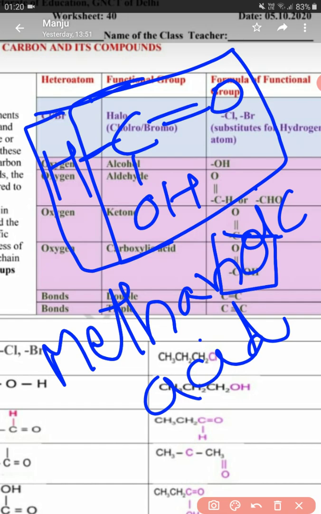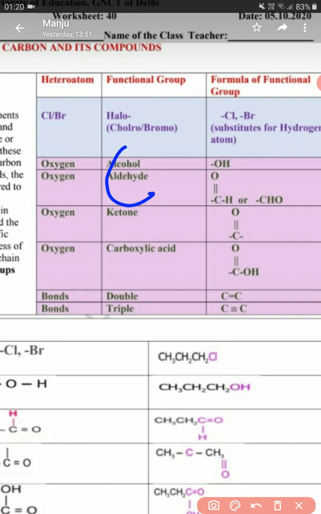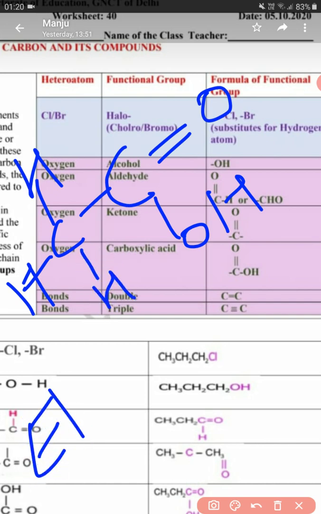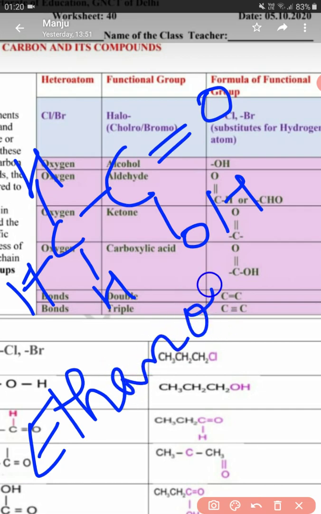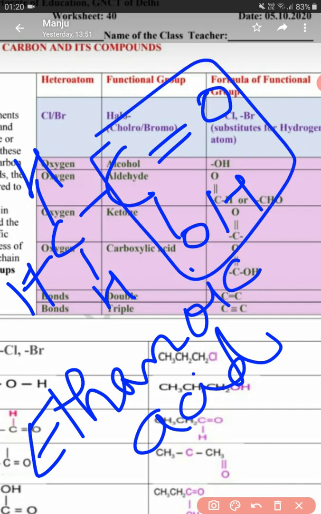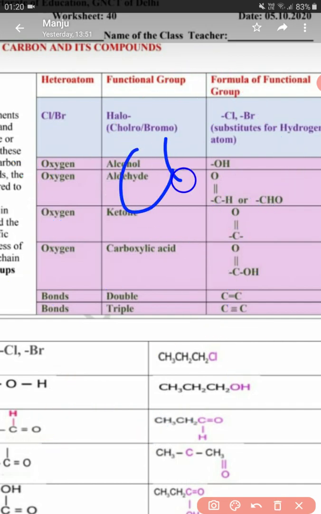If suppose we are having more than 1 carbon atom, C double bond O, OH, it is attached to 1 carbon atom, and this carbon atom is having 3 hydrogen atoms. Now there are 2 carbon atoms, so the name will be ethane, and this E is replaced by OIC. So this is known as ethanoic acid. Now this carboxylic acid, either it can be written like this or it can also be written like C double bond O, C single bond OH.